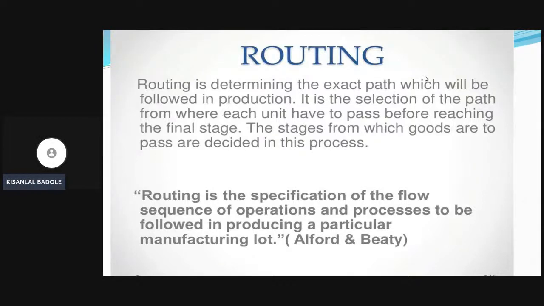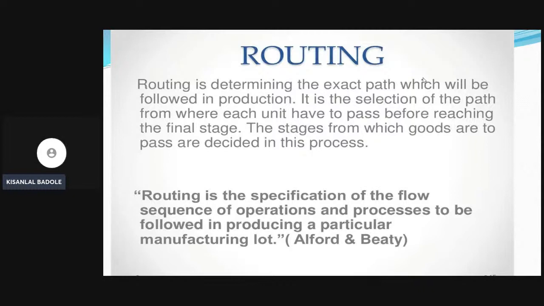What comes under routing, friends? Routing is determining the exact path to be followed in the production. It is the selection of the path through which each unit has to pass before reaching the final stage. The stages through which goods are to pass are decided in the process. Routing is the specification of the flow, sequence of operations and the process to be followed in production of a particular manufacturing lot. This is Alford and Benton's definition of routing, friends.